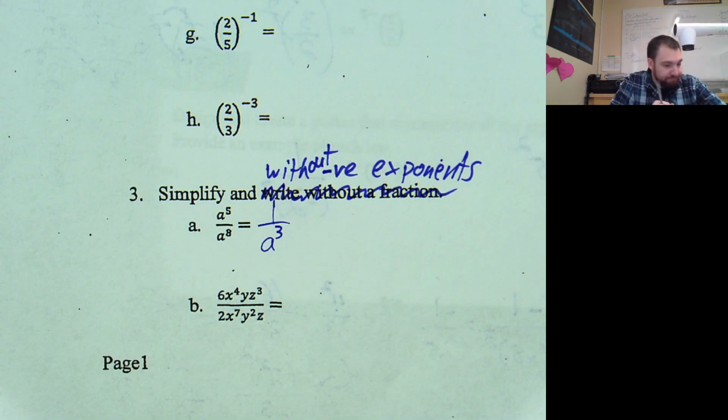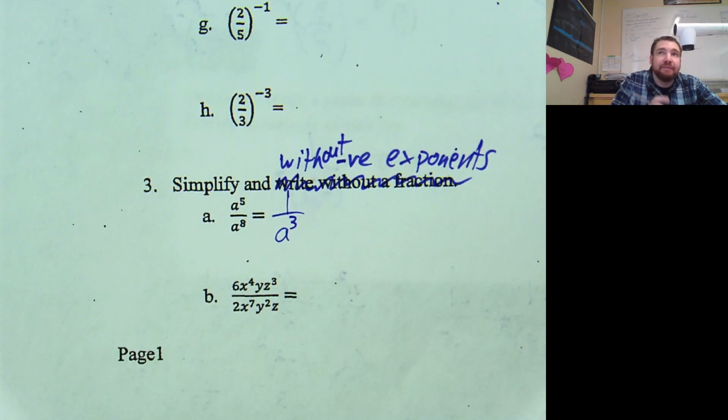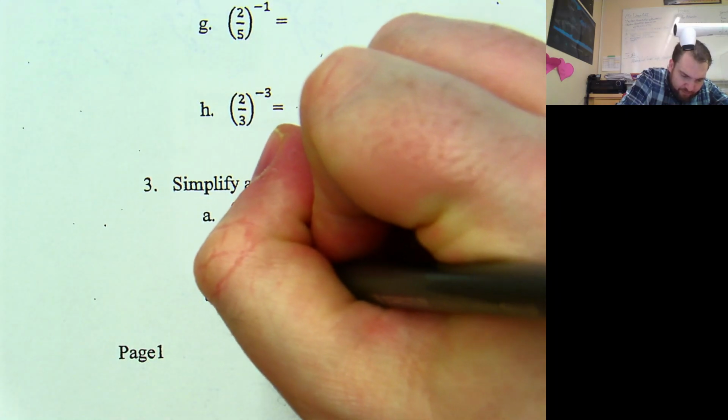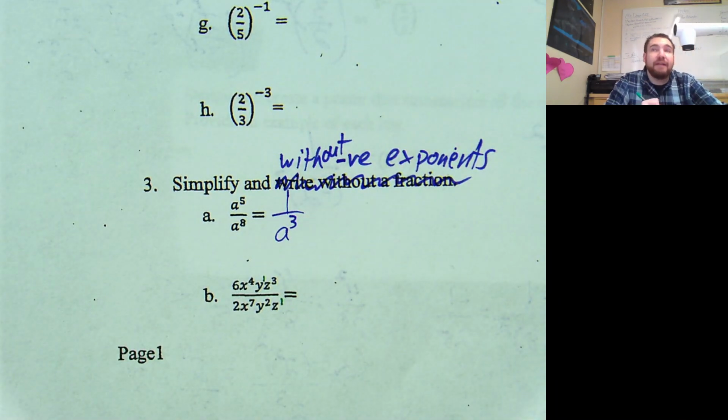Cool? Nice and easy. B. Let's take a look at B. So what's going on here? Again, it's a little bit more involved. We just want to break it down piece by piece. We've got, yeah, Danny. I wrote a 1 over the ones that didn't have an exponent, just so I could subtract. Oh, so you got a y to the 1 here and a z to the 1 here, just to help remember that. That's a really good way to do that.